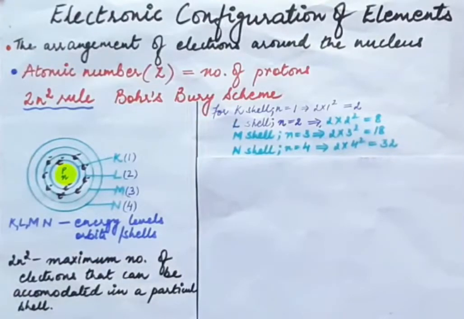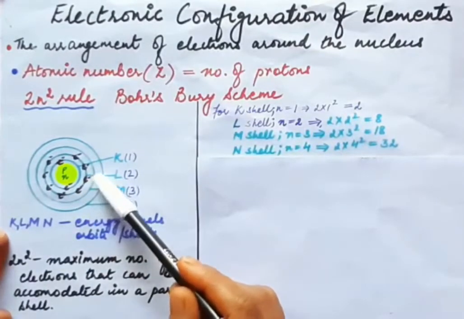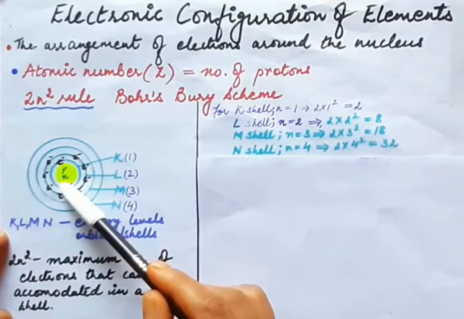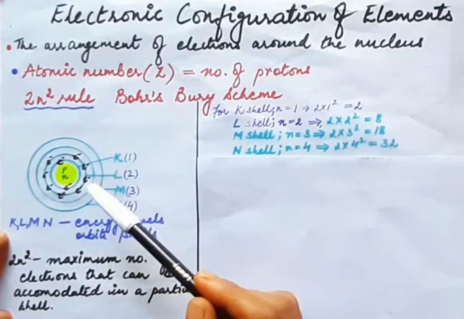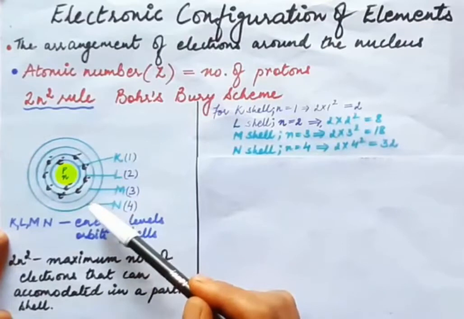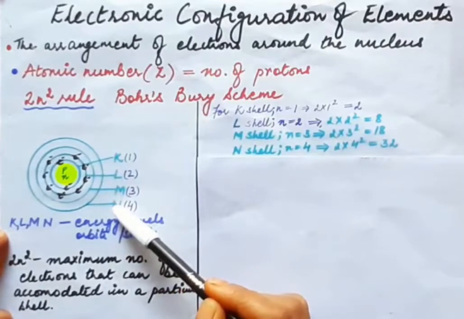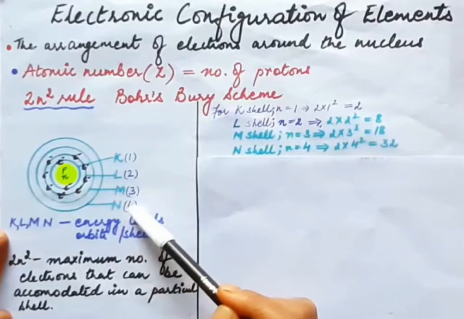Electronic configuration refers to the arrangement of electrons around the nucleus in an atom. When we talk about the atomic structure, we say that it is made up of three subatomic particles. These are the electrons, protons and neutrons. Protons and neutrons are present inside the nucleus, whereas electrons revolve around the nucleus in certain well-defined paths or shells or orbits. These are also known as energy levels, and these are designated as K, L, M, N. K refers to the first energy shell, L second, M third and N fourth energy shell.